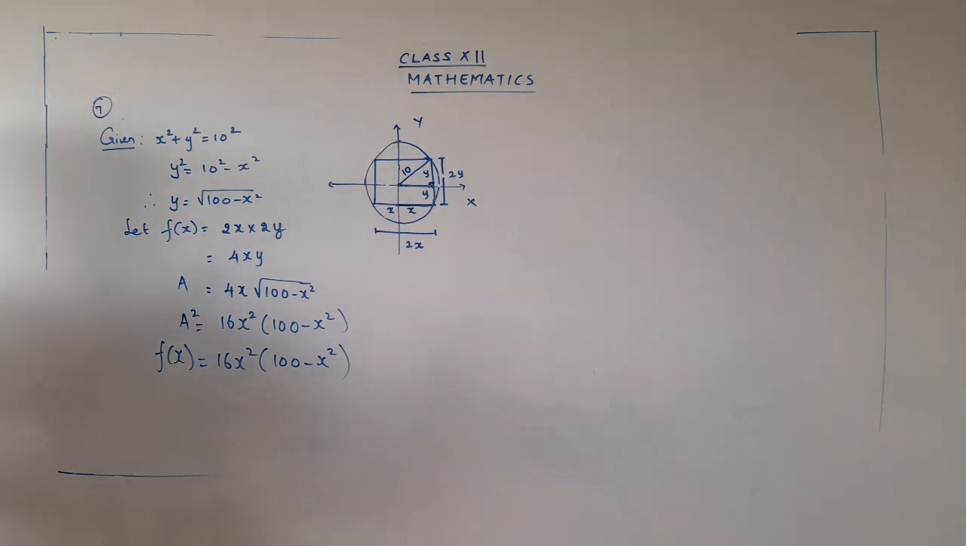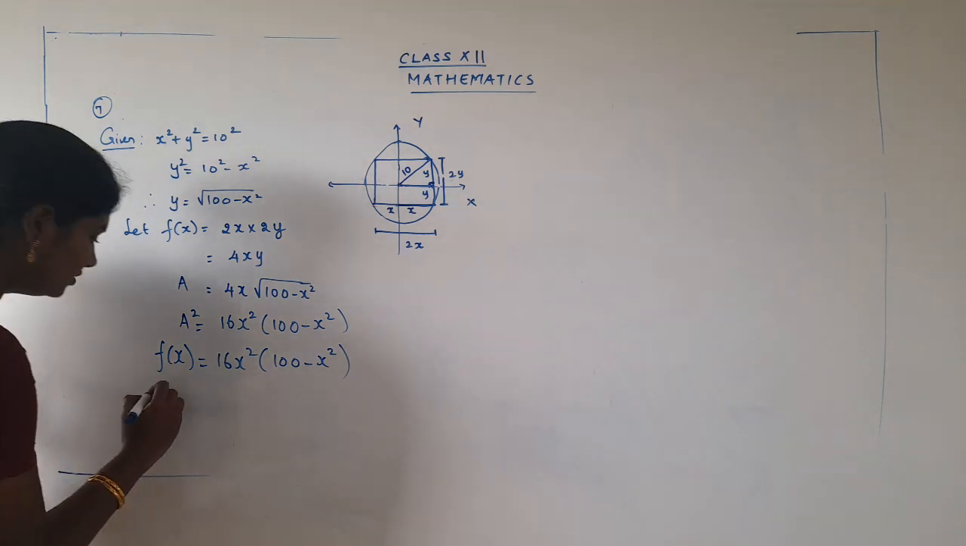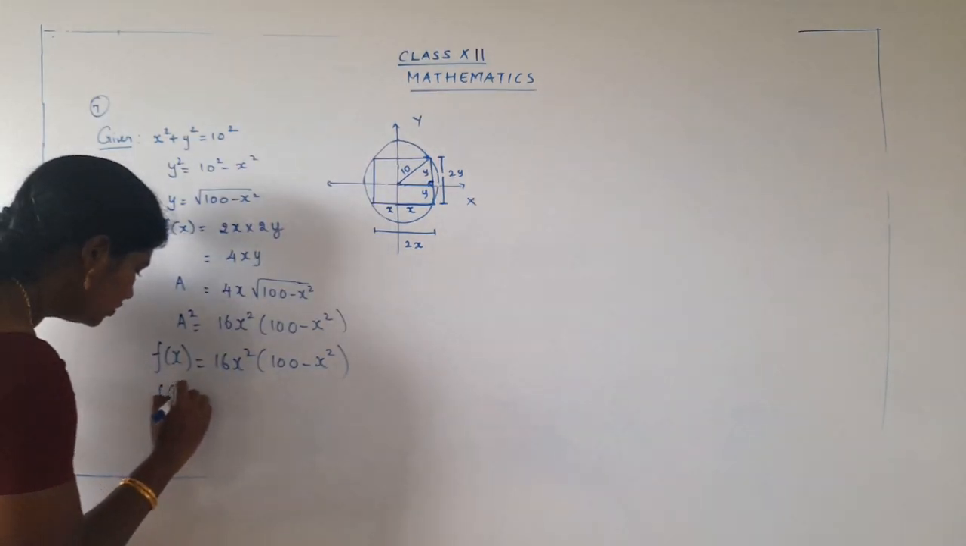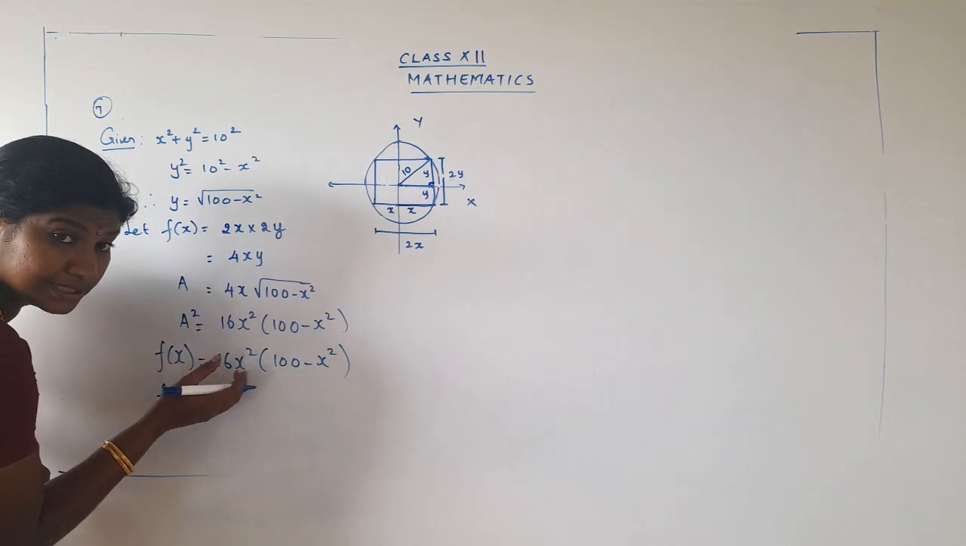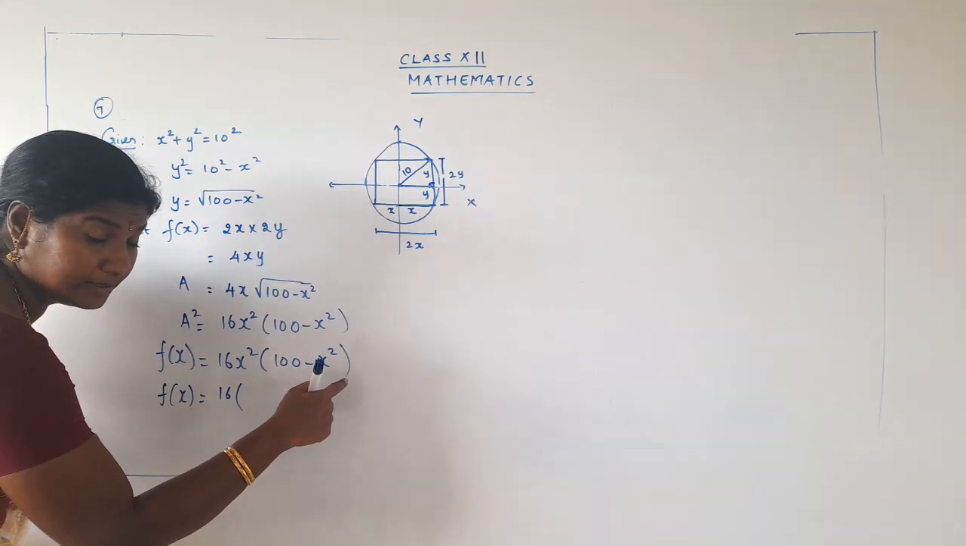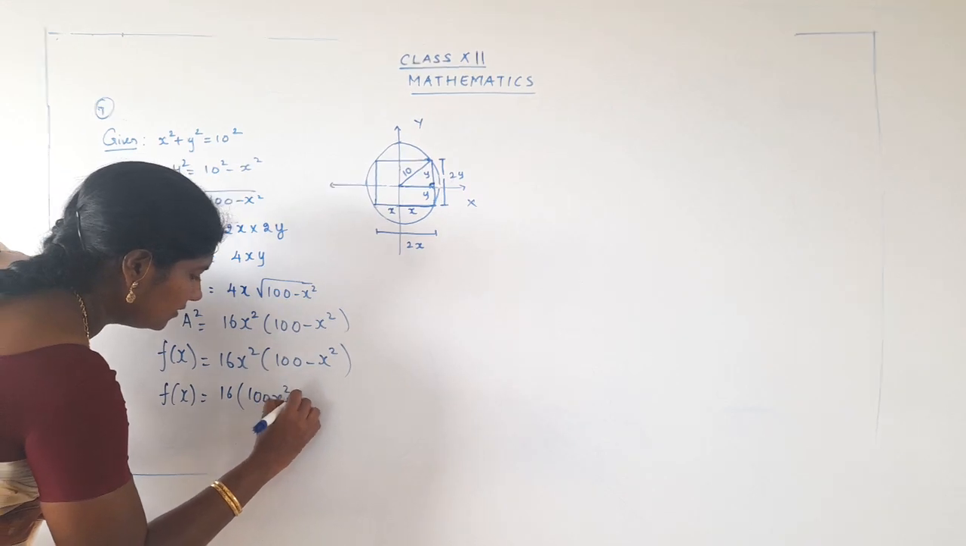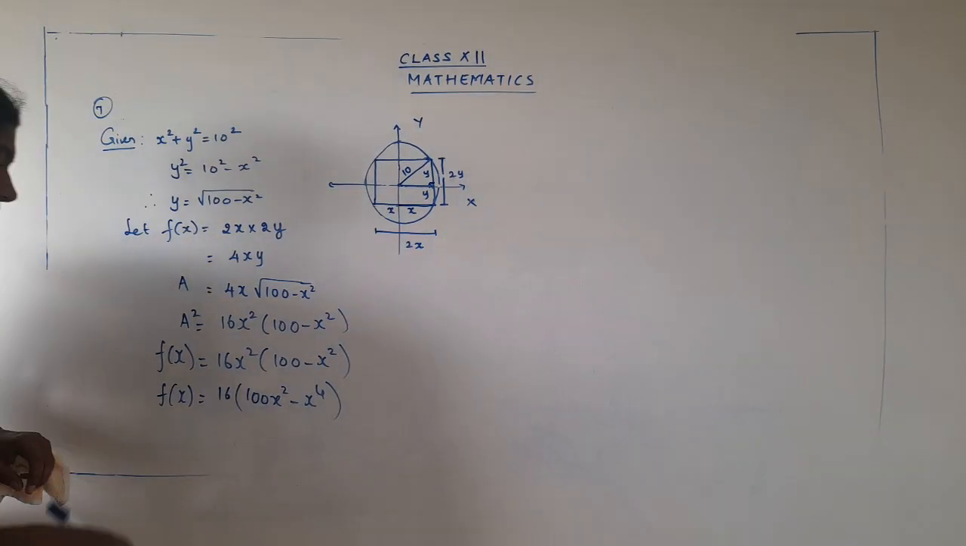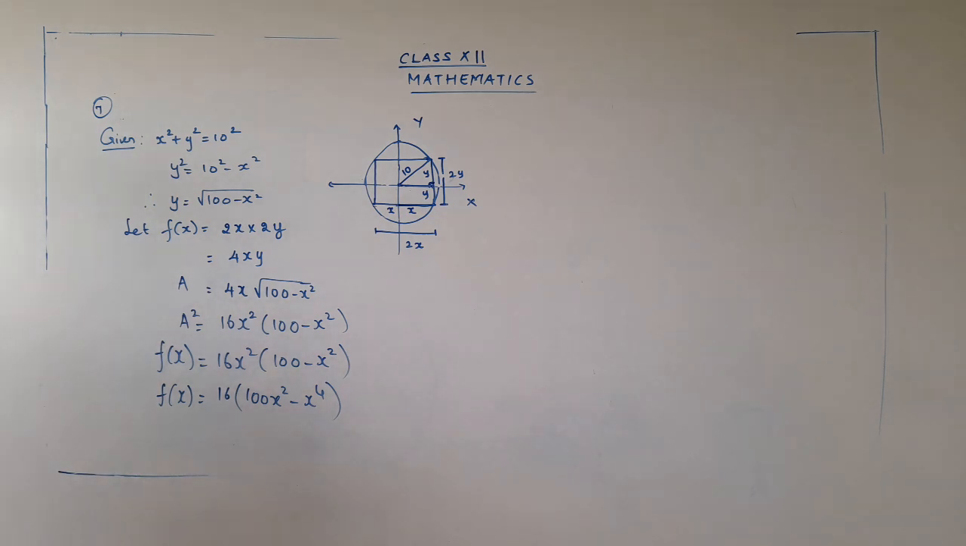Once we know the function, we can find out f dash x. So before going to f dash x, I just have one more step. I'll keep the constant 16 outside here. Then multiply x square into the bracket. So I get here 16 into 100 x square minus x raised to 4, so that the differentiation will be easy. Take down f of x. Okay, have you taken down?